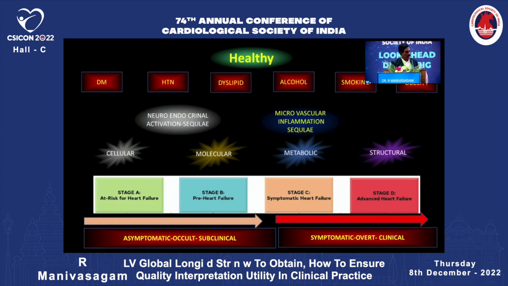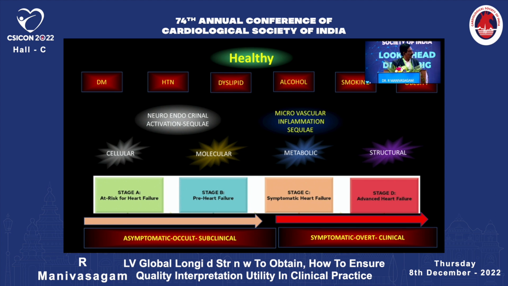When a healthy individual is bombarded with risk factors like diabetes, hypertension, dyslipidemia, alcohol, smoking, obesity, either as a single parameter or in combination, they trigger neuroendocrine activation and its sequelae, and simultaneously microvascular inflammation and its sequelae. This leads to cellular, molecular, metabolic and structural changes in the heart. Up to this stage, we call it stage A heart failure. Up to this stage, we call it stage B, the pre-heart failure.